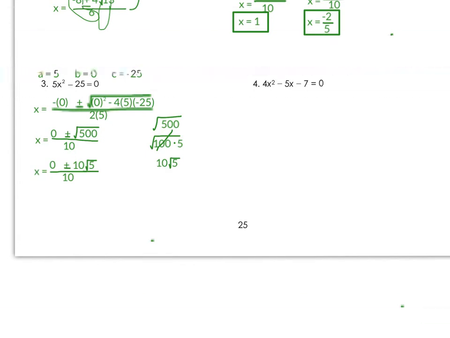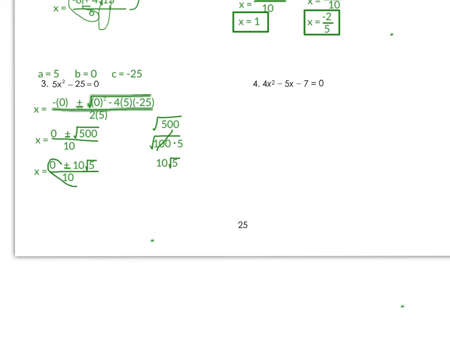So then when I look over here, now I'm going to go ahead and try the pretzel method. So 0 divided by 10 is going to be 0, so I don't have to worry about that. And then when we look at this, we're going to do plus minus 10 radical 5 divided by 10. 10 divided by 10 is going to cancel, so I'm just going to have that radical 5. So my answer here is going to be plus minus radical 5.